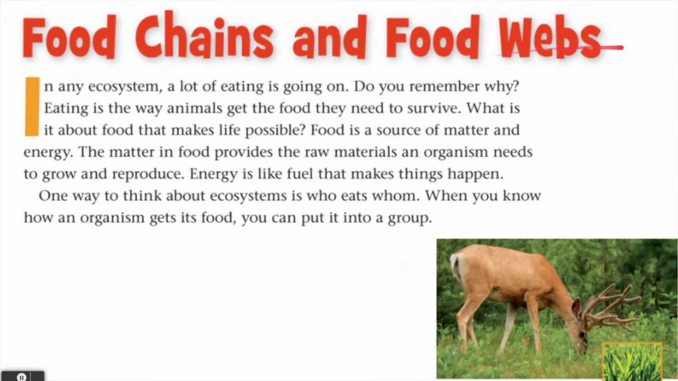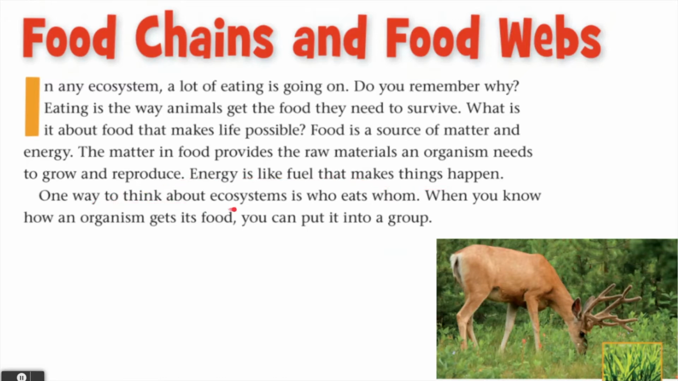Food chains and food webs. In any ecosystem, a lot of eating is going on. Do you remember why? Eating is the way animals get the food they need to survive. What is it about food that makes life possible? Food is the source of matter and energy. The matter in food provides the raw materials an organism needs to grow and reproduce. Food gives us energy so that we are able to grow.